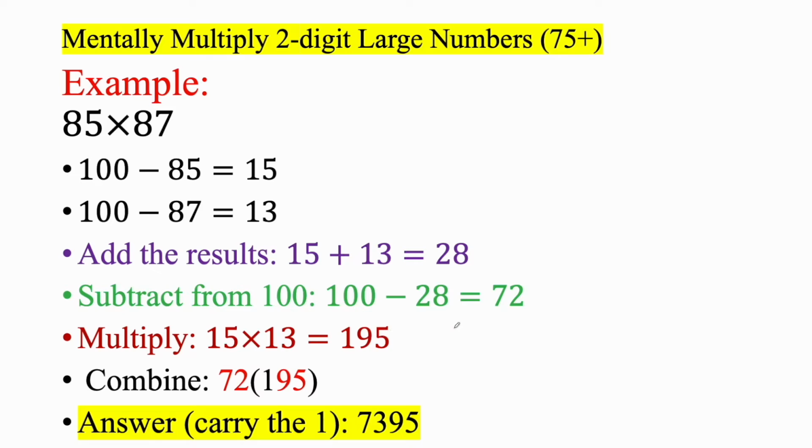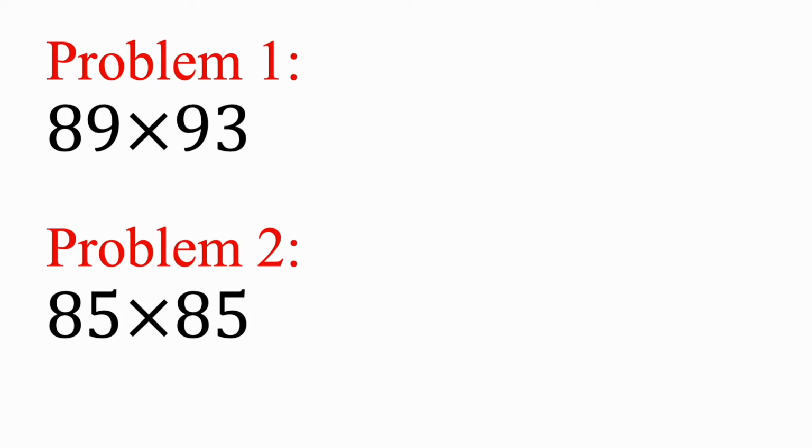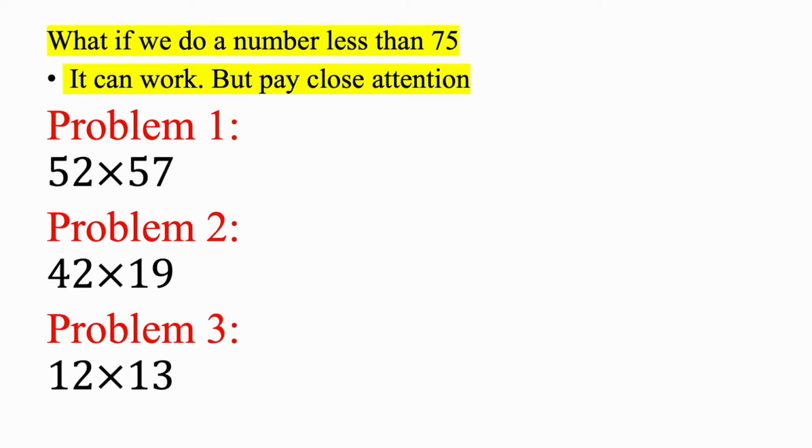And so here, this is a special condition. So this 72 goes to the front. Then we have 195 right here. Now, this 1 in the middle, we carry it over here. So we get 7395. Now, if you feel somewhat okay, pause the video here and try them out. And like I said earlier, we're also going to cover when we have numbers less than 75. And if you're interested in that, that'll be at the end.